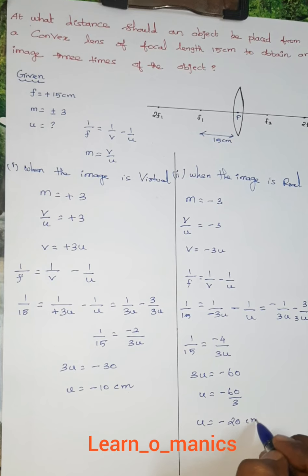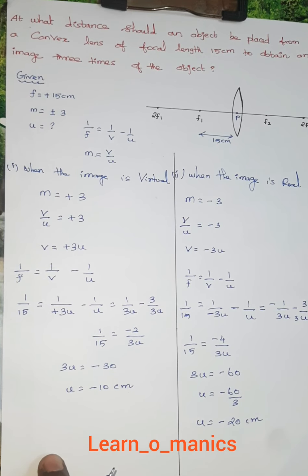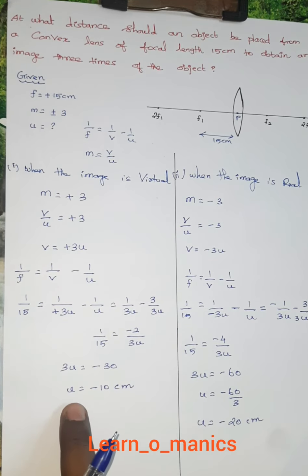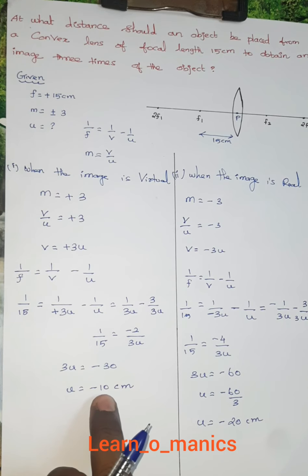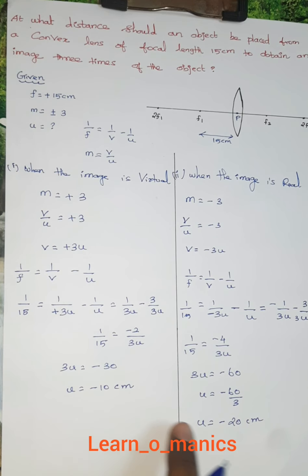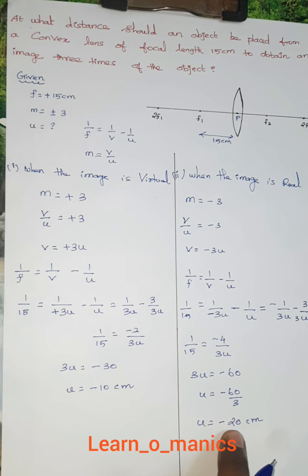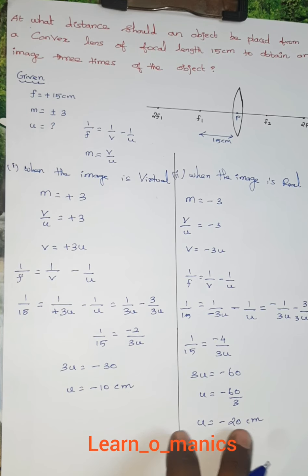So in order to obtain a virtual image, the object should be placed 10 centimeter from the lens on the left hand side, and in order to obtain a real and inverted image, the object should be placed 20 centimeter from the lens on the left hand side, so that the image is 3 times larger than the object. And that's all, guys.